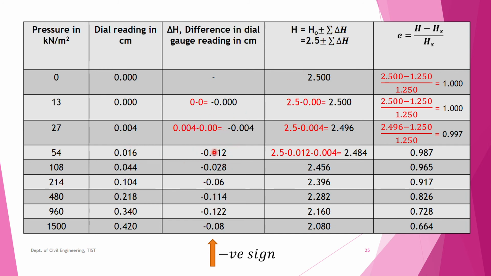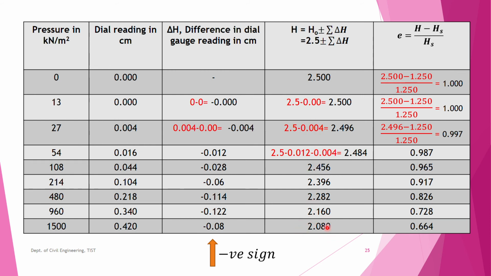And how to obtain this next value? It is 0.016 minus 0.004. Like that, you can get all the values of delta H. After getting delta H, you can find the H value, the height of the specimen. The initial height is given as 2.5 centimeter, so H is the initial height minus the sum of delta H. Here the delta H value is 0, so 2.5 minus 0 is 2.5 itself. In the next case, it is 2.5 minus 0.004, and you can neglect the 0, so the value is 2.496. In this case, it is 2.5 minus 0.012 minus 0.004 minus 0, that is 2.484. Similarly, you can get all the values.